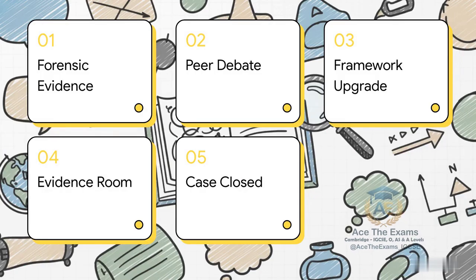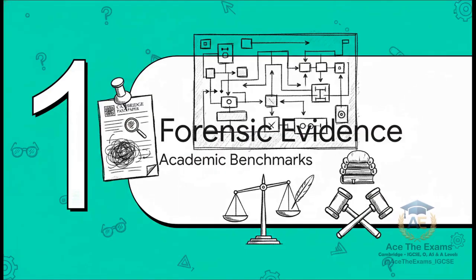We are starting with re-examining the forensic evidence, then moving into the peer interrogation debate, running a mid-case framework upgrade, opening up the viewer evidence room, and finally, getting to case closed. Let's move. Act 1. Re-examining the forensic evidence.